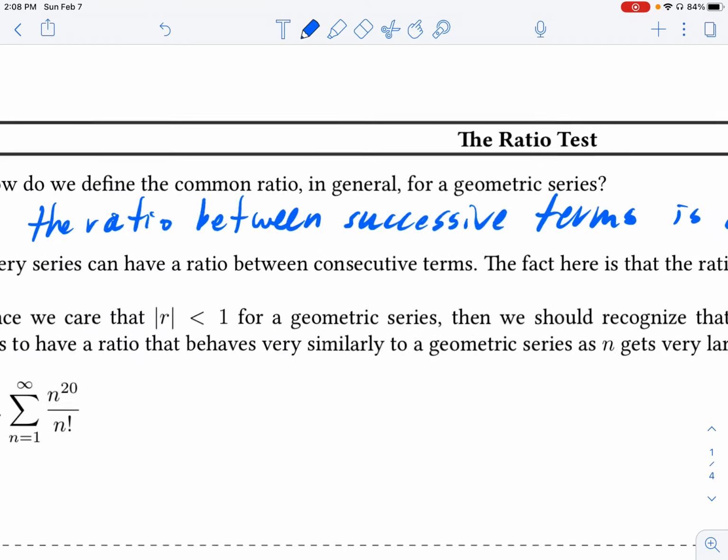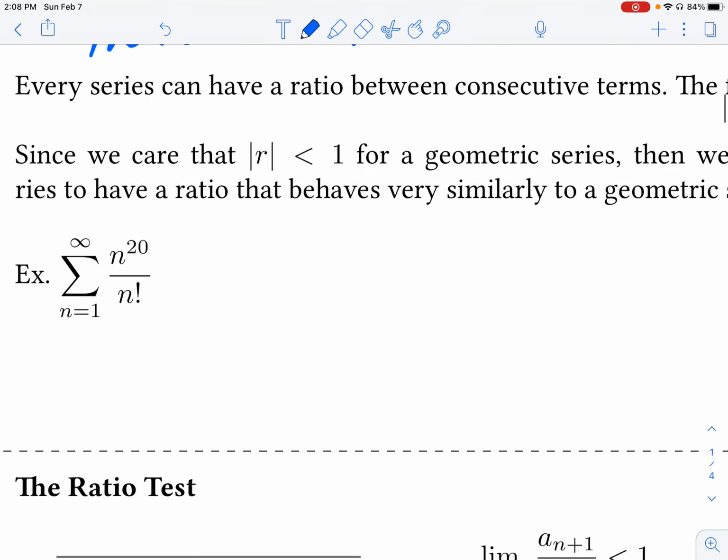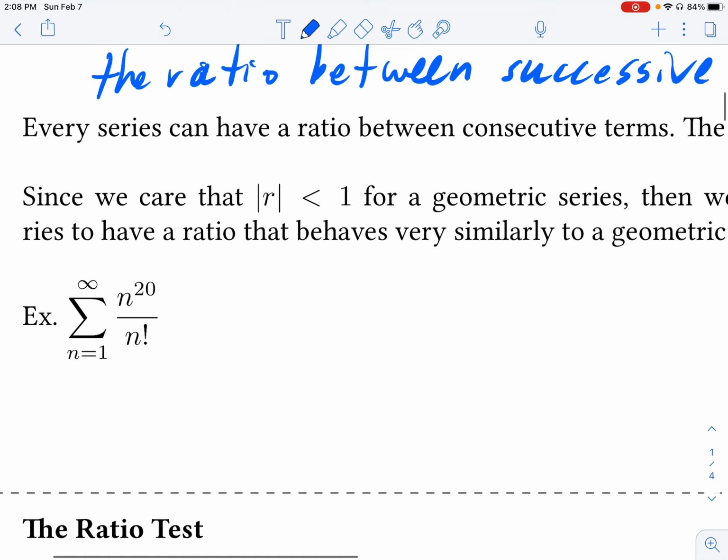So I think a great problem to introduce ourselves to this is to start with something like the series defined by n to the 20th power over n factorial. Let's pause and think a little bit about what's happening here. Although we can start to get an intuition by using the nth term test and seeing that this series does not diverge, we want to look at whether or not this series actually converges.